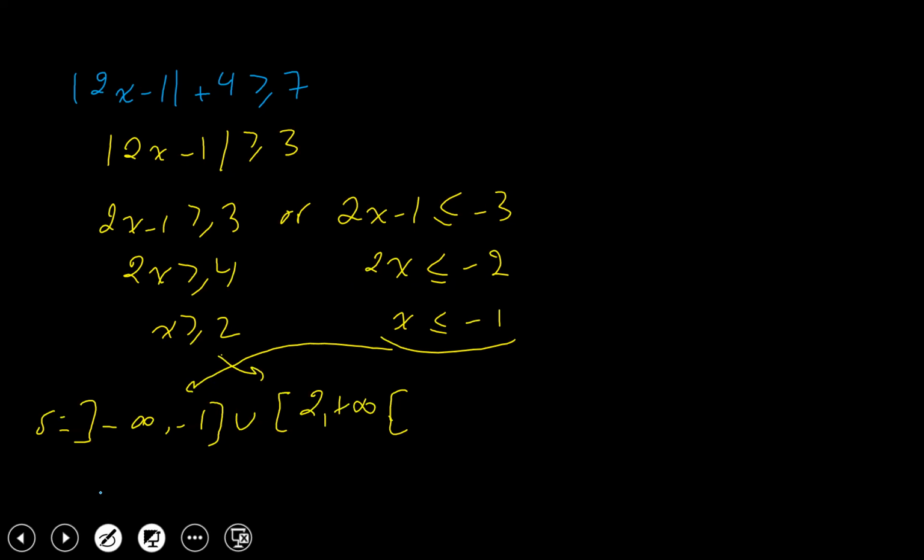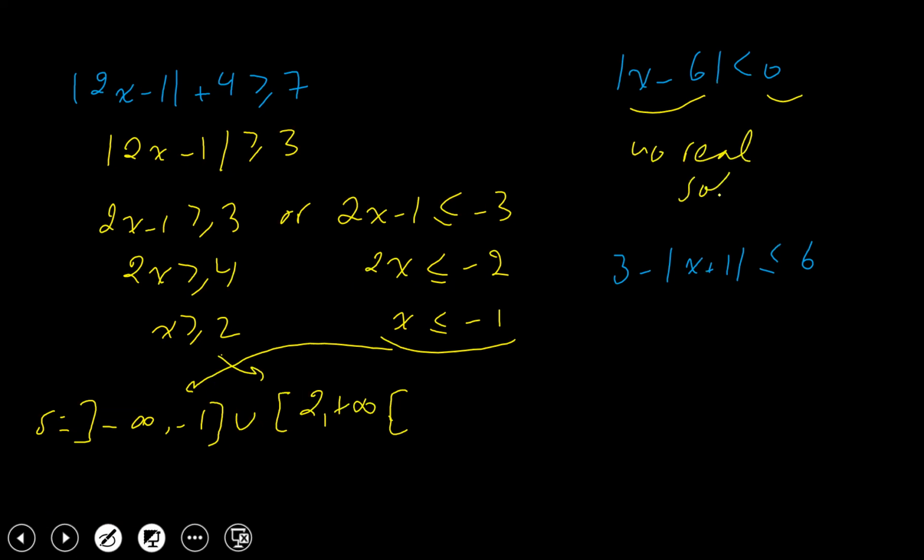Finally, we are left with two inequalities. What are they? x minus 6 less than 0, and the other one is 3 minus absolute x plus 1 less than or equal to 6. For the first one, absolute value less than 0, this is no, we have here no real solution. It cannot work. An absolute value can never be less than 0. Now what about the second one?